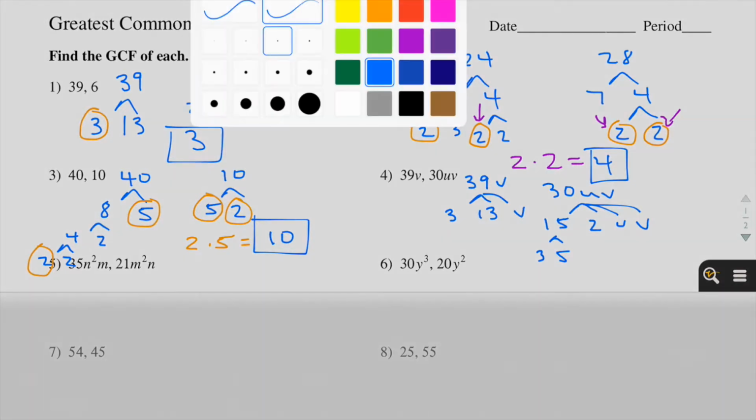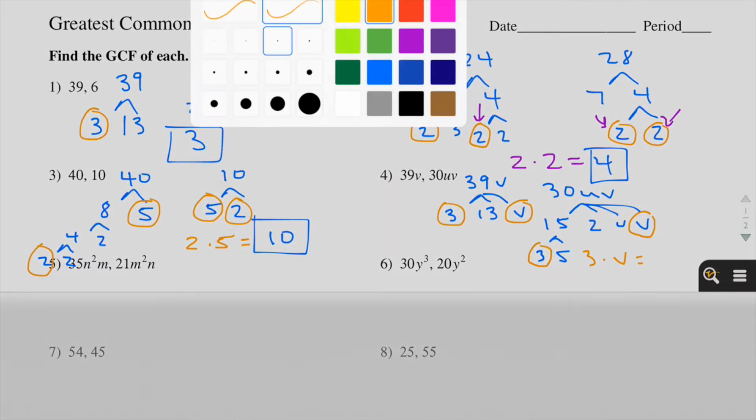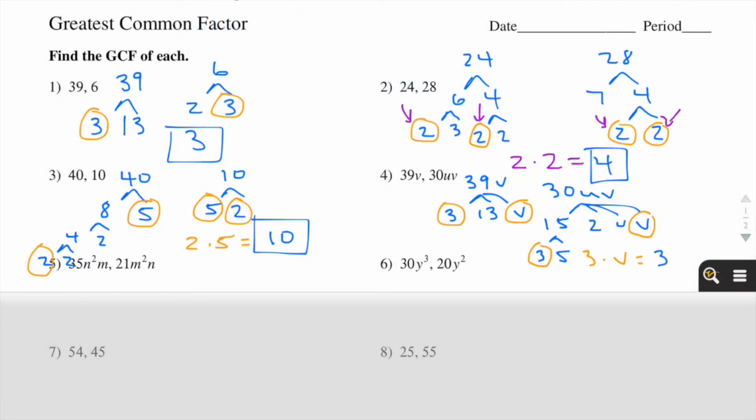So that's that. So now let's circle the ones that they have in common. They both share 3, they both share a v, and that's it. So what we're going to do is multiply these numbers. So we have that 3 times the v, we end up getting 3v is our greatest common factor.